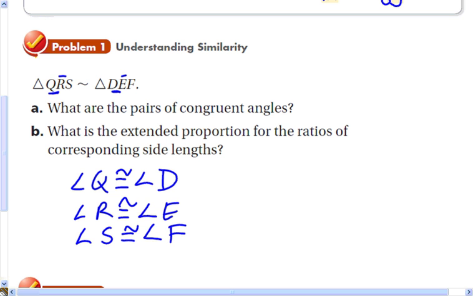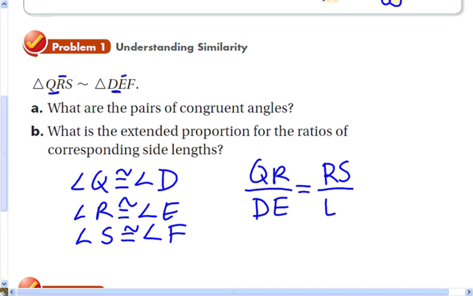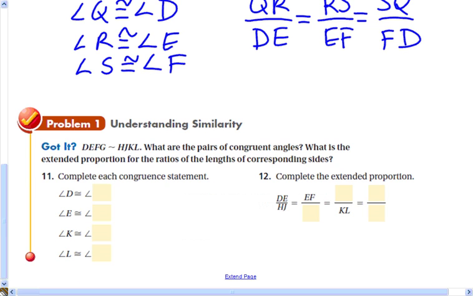All right, and the proportions we get from that are like this. The length of QR, that ratio to DE, is equal to the ratio of, say, RS to EF, and the ratio of SQ to FD. All right, let me try that. Check back for the answers.